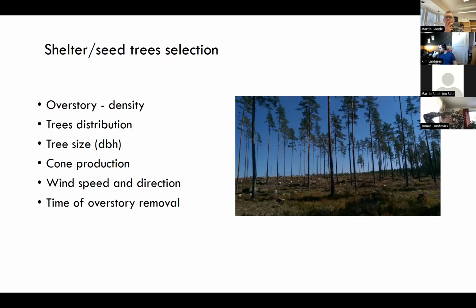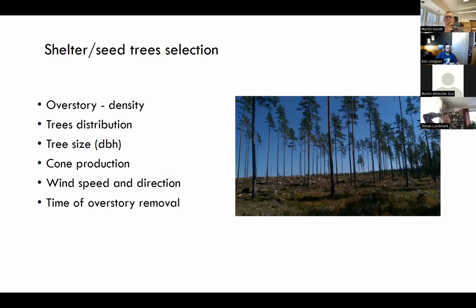But in other countries like Poland, for instance, management with strip cuttings or gap cuttings are also quite common. And what was found is that tree size, mainly diameter at breast height, is well correlated with seed production. So when you select the trees that you want to retain, it's good to select thick trees.